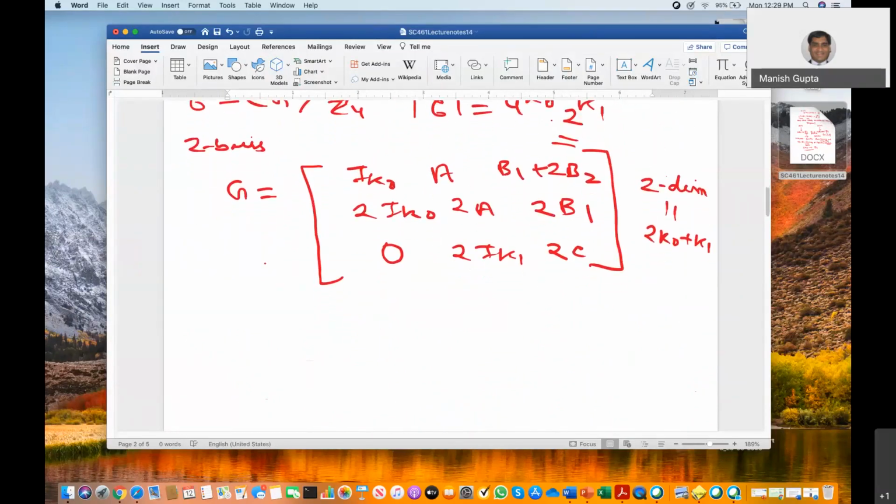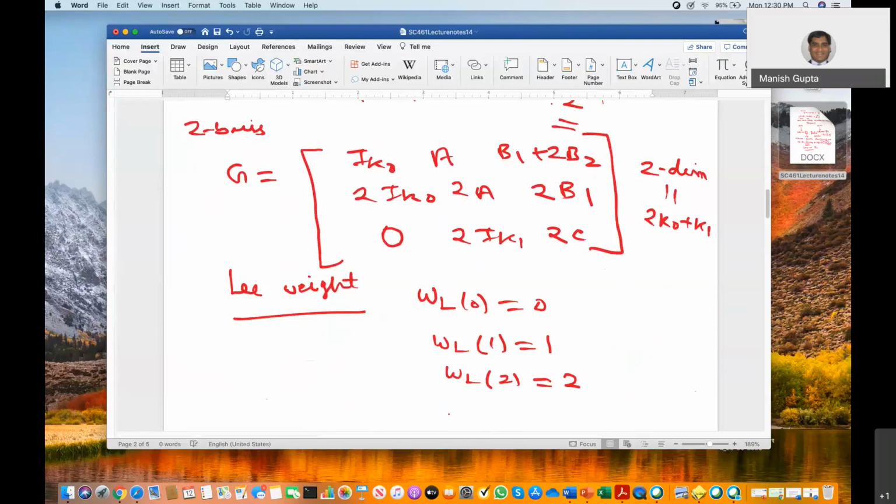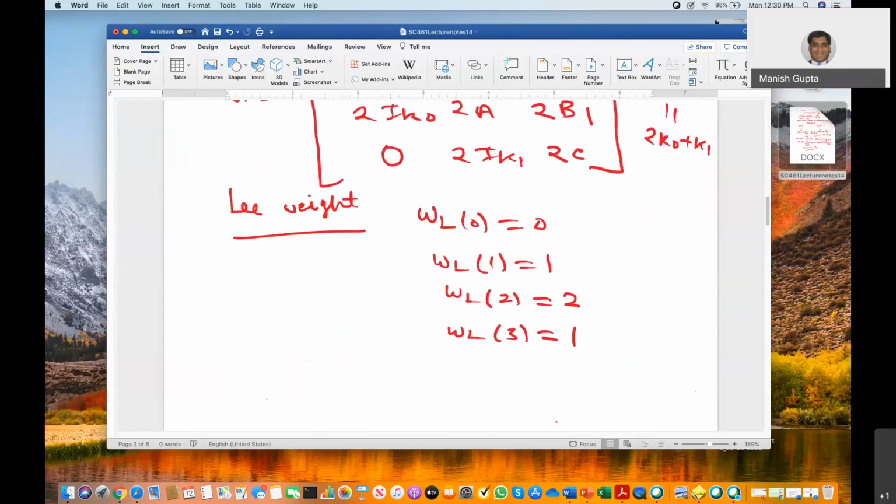Another very important thing is the weight. Till now we have studied Hamming weight with respect to codes over fields. For codes over Z4, we can define another interesting weight known as Lee weight. How is it defined? The Lee weight of 0 is 0, Lee weight of 1 is 1, Lee weight of 2 is 2, and Lee weight of 3 is 1. So for the units, Lee weight is 1, and for the zero divisor 2, it is 2.